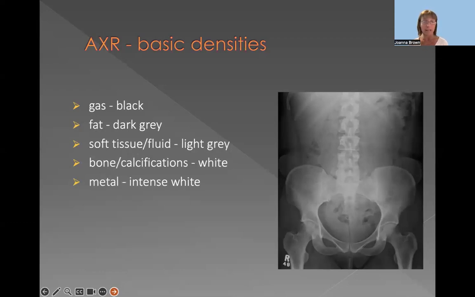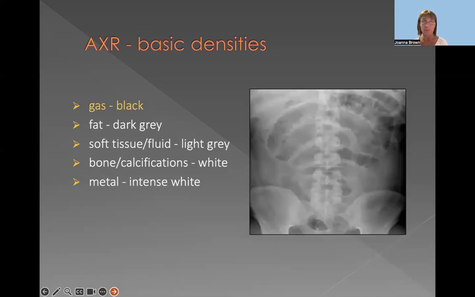Gas, which is black on the X-ray, fat, which is dark gray, soft tissue and fluid, which is light gray. Then we will have bone and calcifications, which do look white, and metal or foreign bodies, which are very intensely white. So gas, how will the gas look?